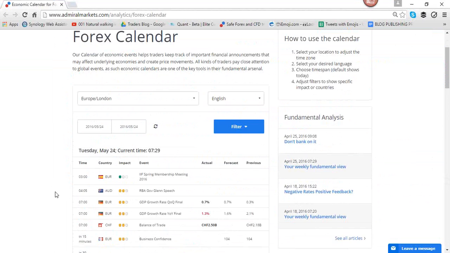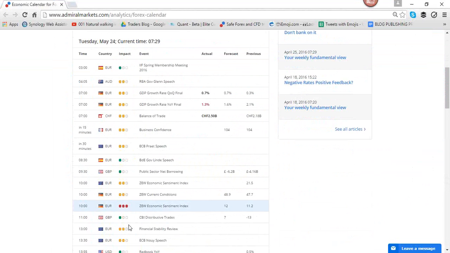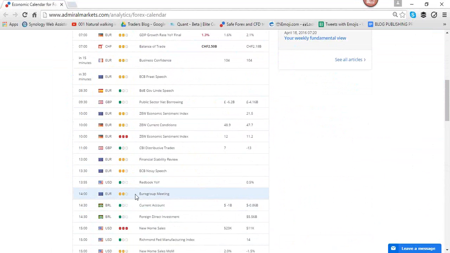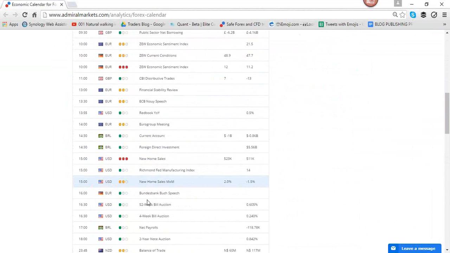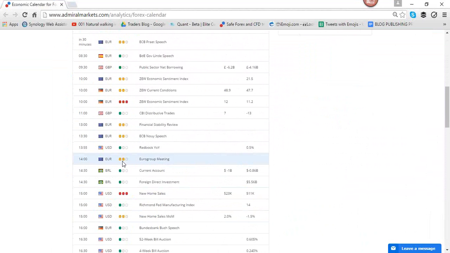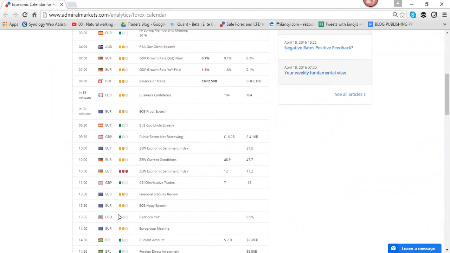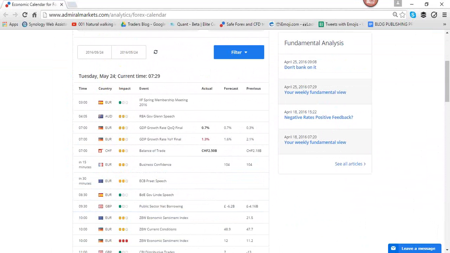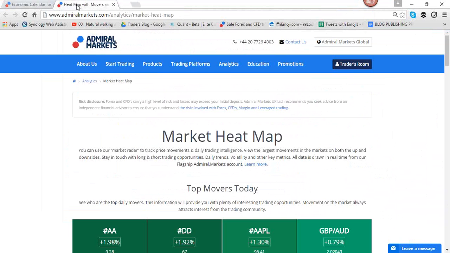Regarding the calendar today, we have basically the ZEW Economic Sentiment Index. We got some medium news, some green news, as you can see. New home sales is red tagged on the dollar, and that's basically the list for today. Nothing very spectacular, but always, of course, be aware of the news events that are going to be appearing today.